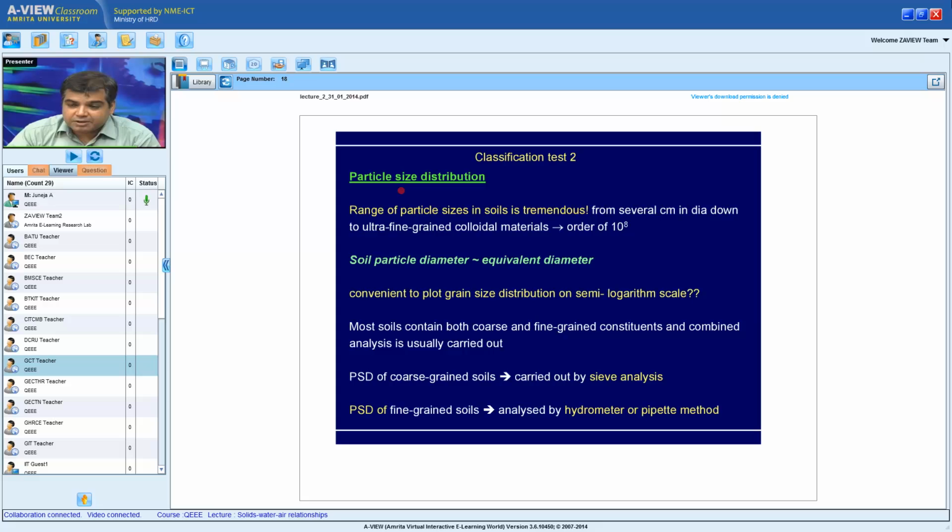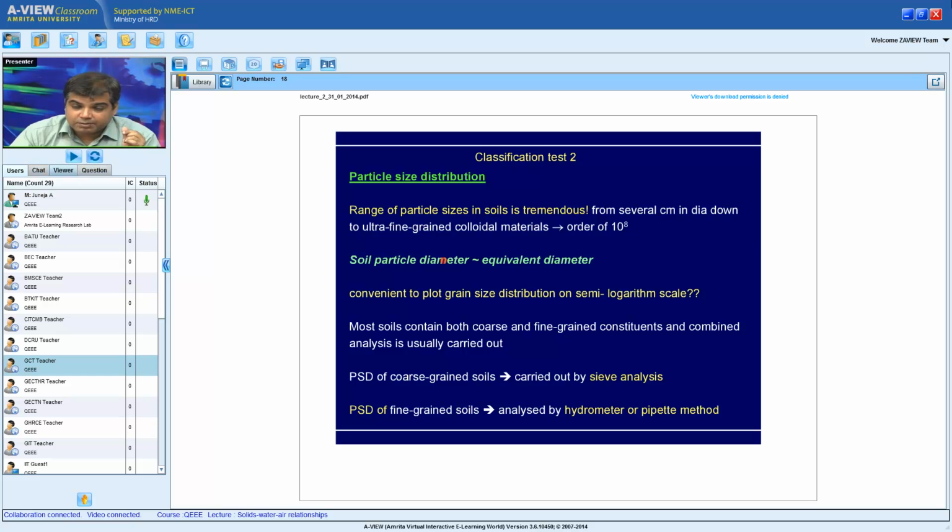Particle size distribution: we look at the distribution because the entire range of particle size, from the gravel size going down to clay content, spans an order of magnitude of 10 to the power 8. It's a huge number, meaning if one order is one cycle, you're looking at 8 cycles of order.